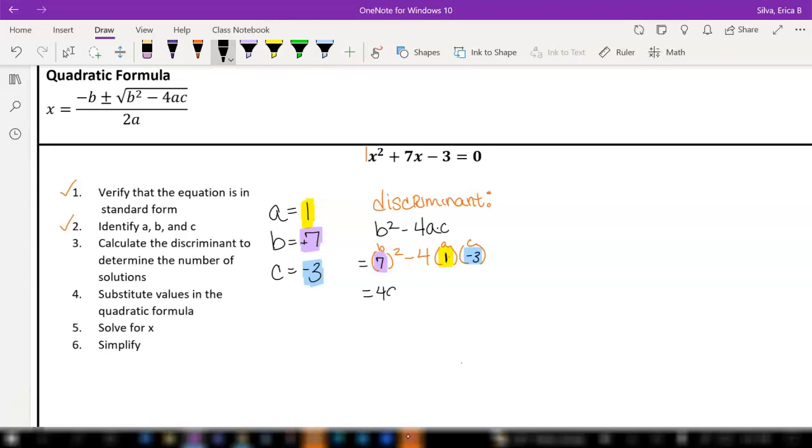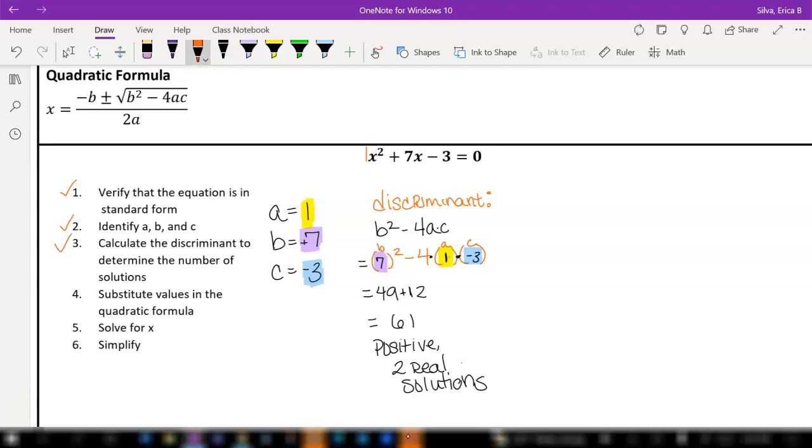So we've got 49. And then negative 4 times 1 times negative 3 is going to give us a positive 12. Now 49 plus 12 is 61. Because 61 is positive, that means we have 2 real solutions. So that takes care of step number 3.